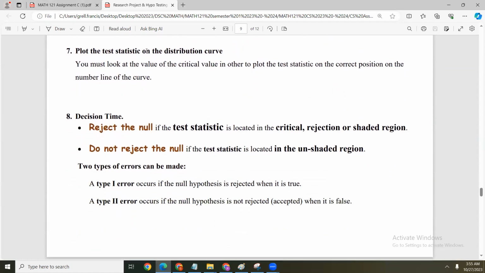After you plot the test statistic on the distribution curve, you've got to make a decision. You reject the null if the test statistic is in the critical region. You do not reject the null if the test statistic is not in the critical region. By the way, there are two errors that can be made, type 1 error and type 2 error, because you can reject the null and it is true, or you can not reject the null and then it happens to be false. But you'll only know if another person repeats the investigation, or you yourself repeat it to verify whether or not what you decided is true, okay? But at the moment, you may not know because you are very confident of the data that you have collected.